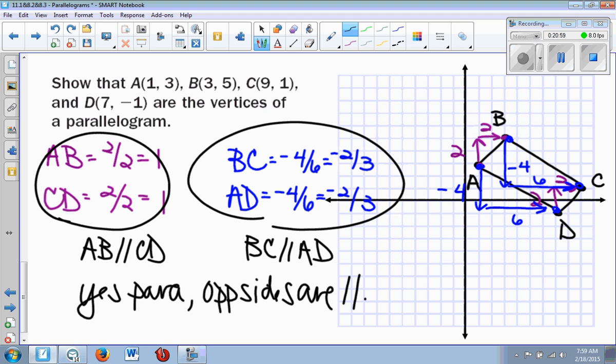So not only do we have to do the math work, but we also have to provide the explanation on what the math work tells you. Since the slopes are the same for the opposite sides, that means the opposite sides are parallel. That means that it is a parallelogram.